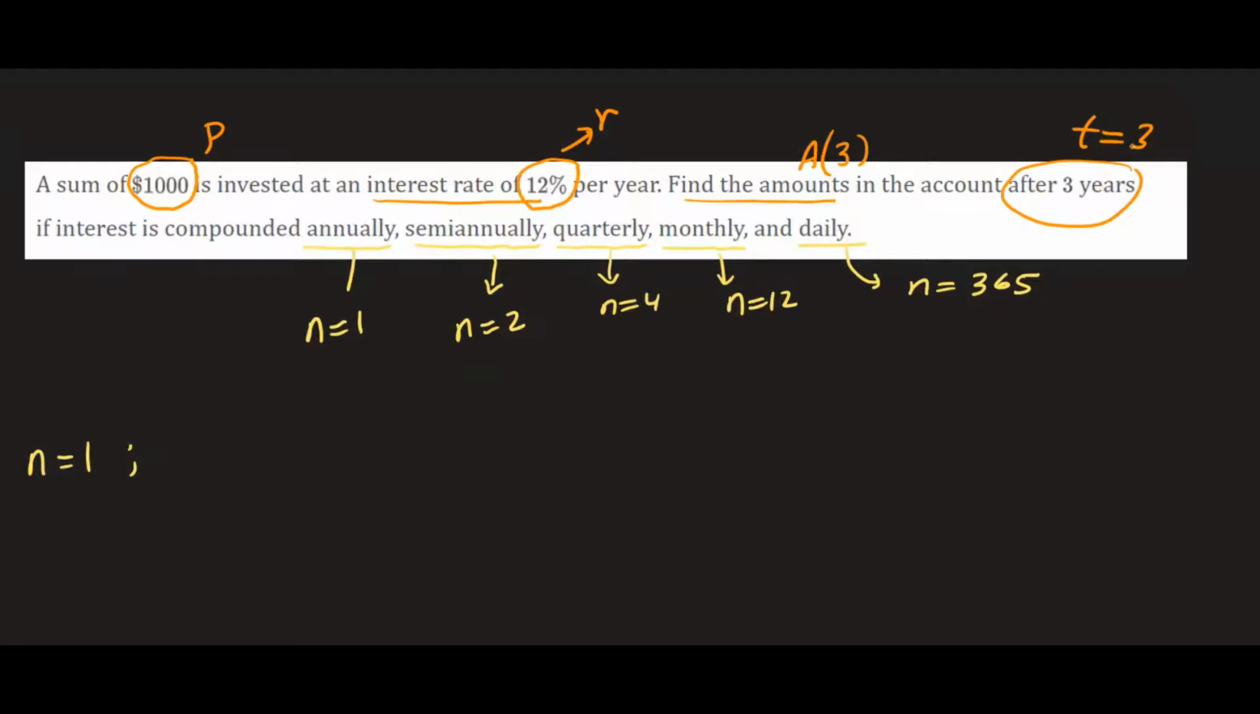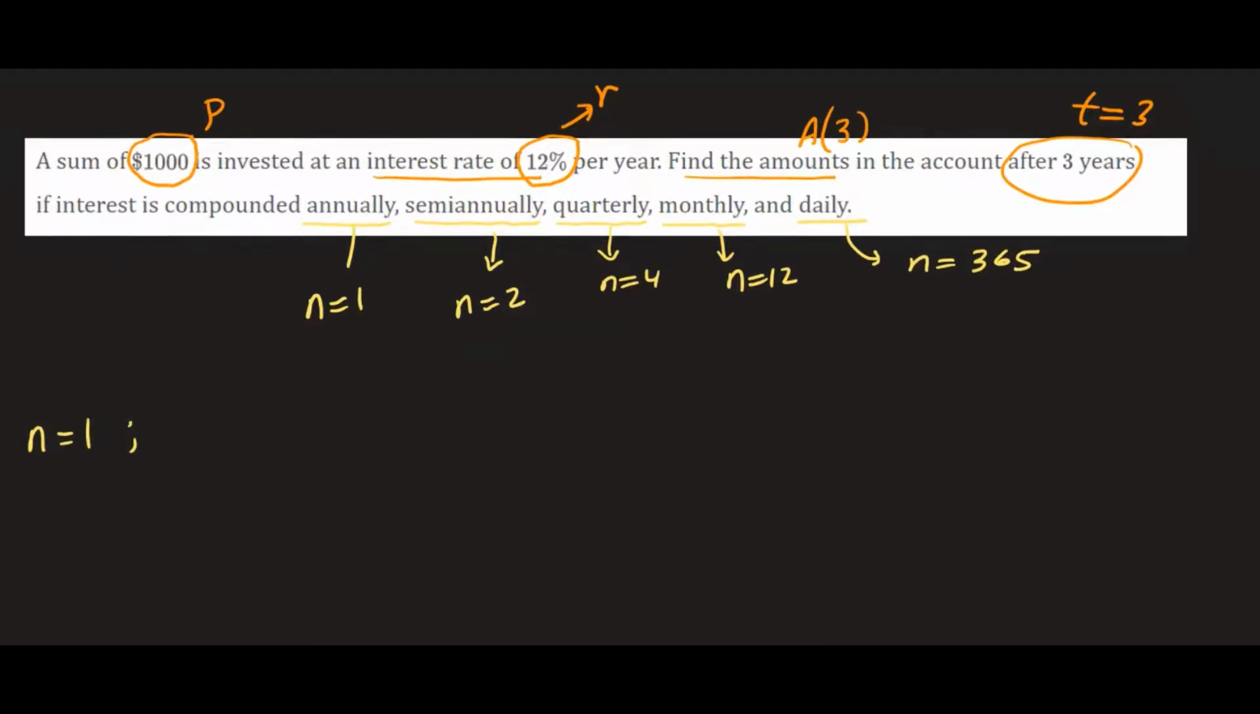Given everything, we're going to set up the scenario for different types of investments. For annually, the amount after 3 years is going to be your initial amount, which is 1,000, times 1 plus r, 12%. Now make sure you convert the percent to a decimal when you're plugging into a formula. So 12% can be converted to a decimal as 0.12. You just divide by 100.